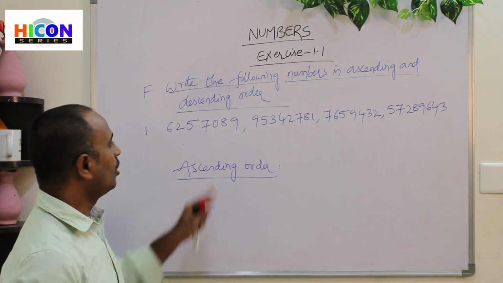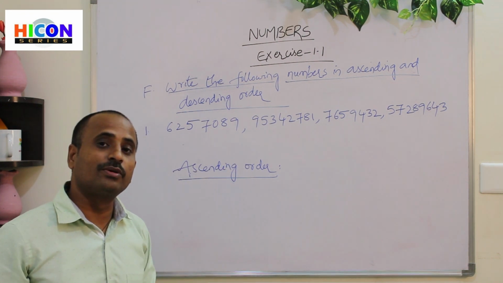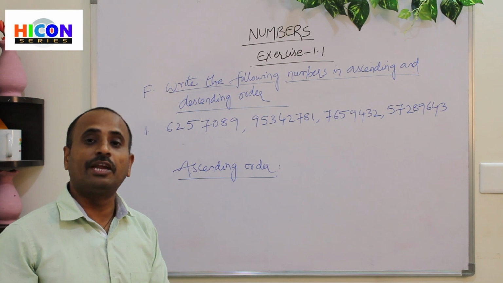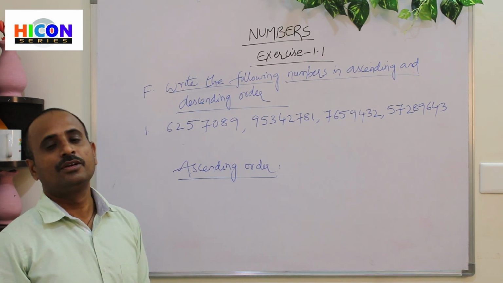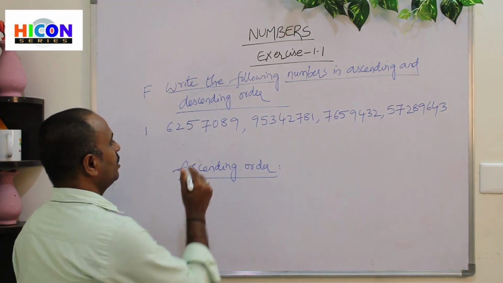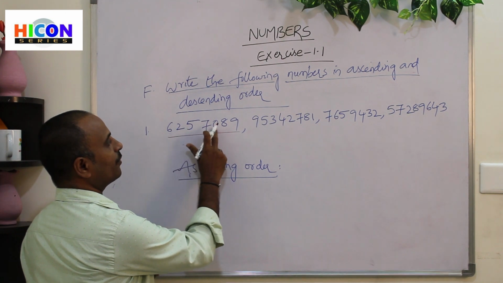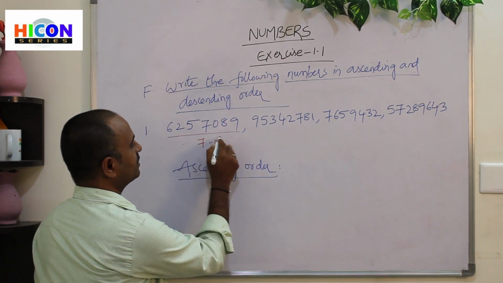So let us see how to compare. Already we have discussed it in the previous section. Before going to comparison, we have to count the number of digits in each number. In the first number, how many digits are there? Here 1, 2, 3, 4, 5, 6, 7. So 7 digits are there.